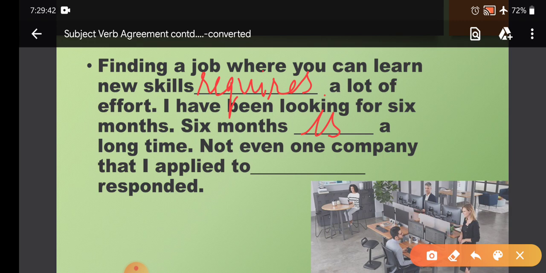Not even one company that I applied to. So, we are talking of not even a single company. Of course, it becomes singular. Not even one company that I applied to has responded. Clear? So I repeat this.